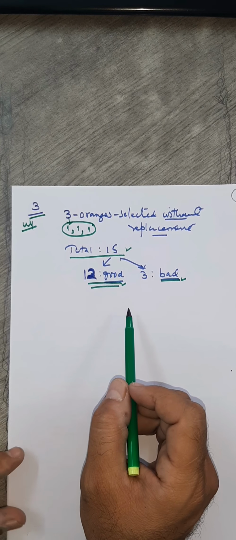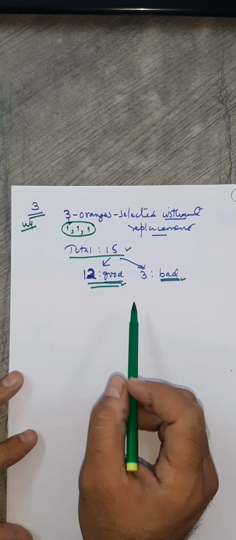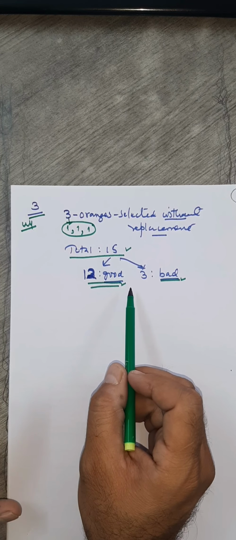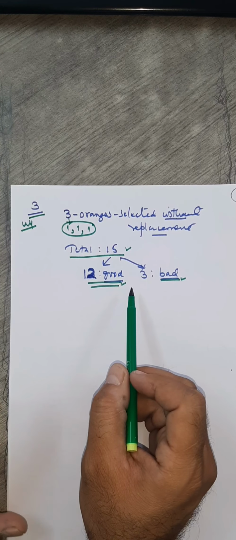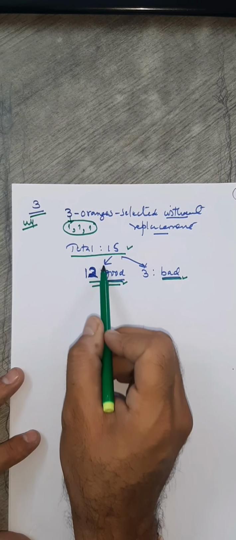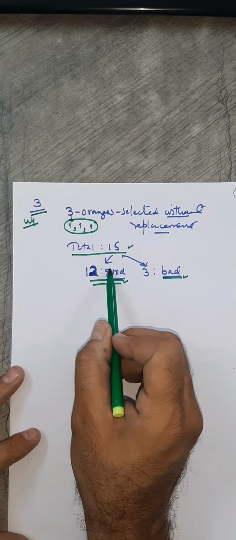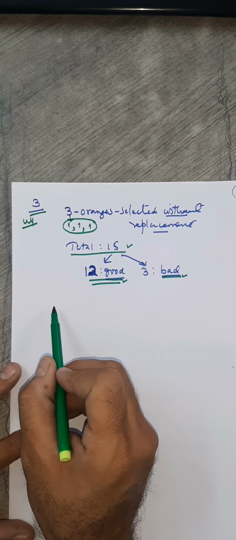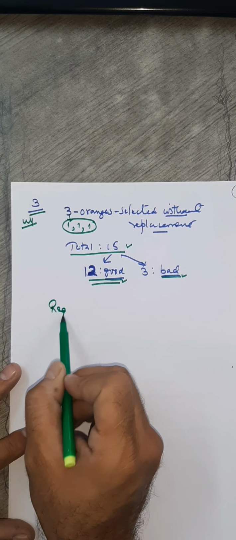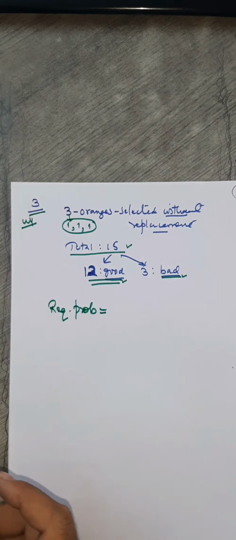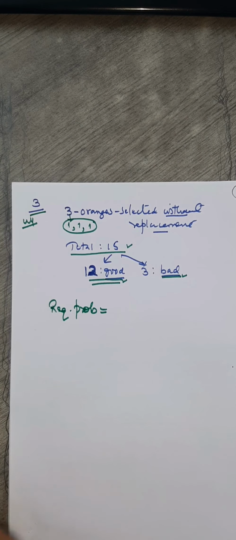Find the probability that a box containing 15 oranges in total, out of which 12 are good, will be approved for the sale. Now what is the condition for approval of the sale? The box will be approved if all the 3 oranges are good. That means all 3 should come from the 12 only. Then and only then the box will be approved. So I'll write required probability equals all 3 should come from these 12 only.